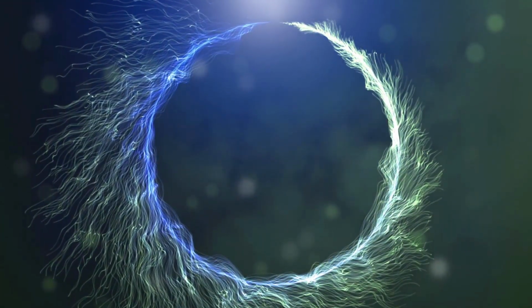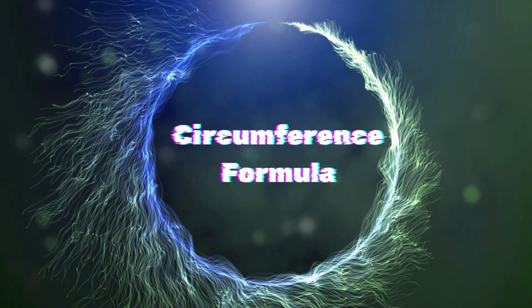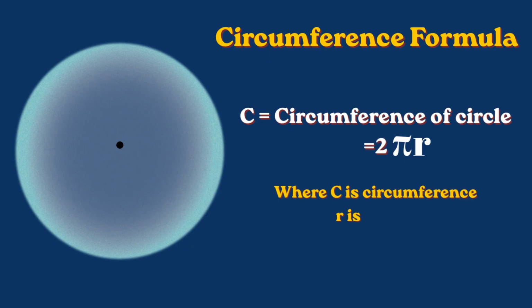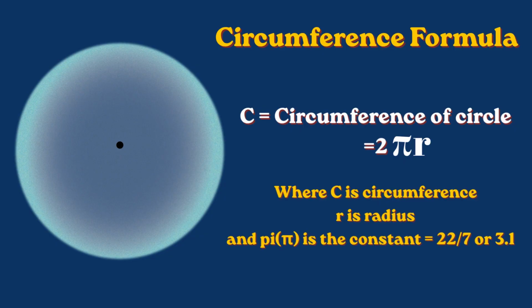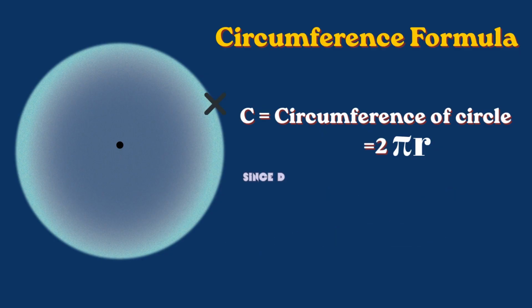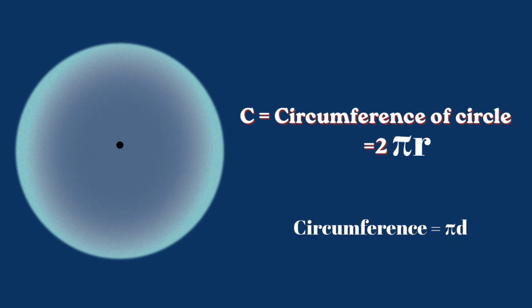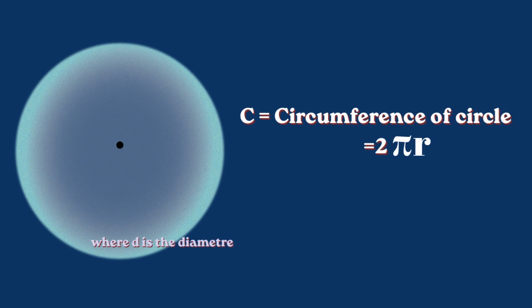Circumference formula. Here's the most important part, the formula for circumference. Circumference c equals 2 pi r, where c is the circumference and pi equals 22 by 7 or 3.14159. Since the diameter is equal to 2 times the radius, d equals 2r. We can also write circumference equals pi d, where d is the diameter. So you can use either formula depending on what's given in the problem.